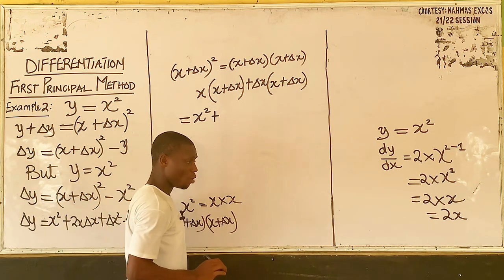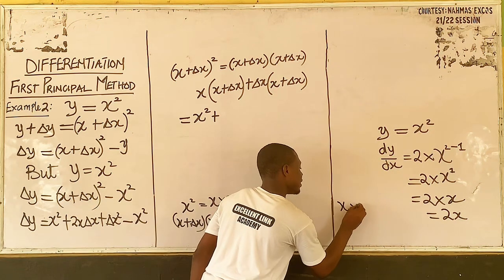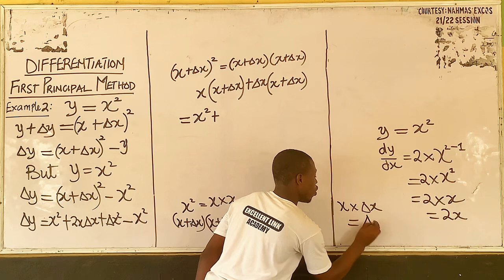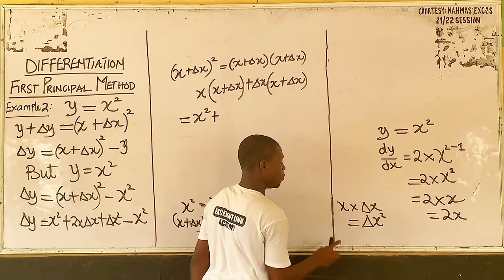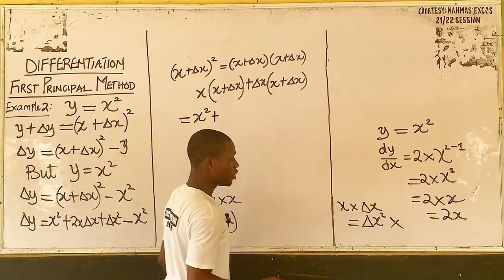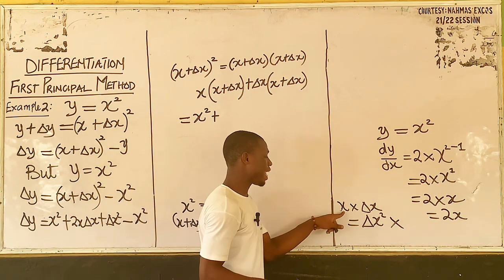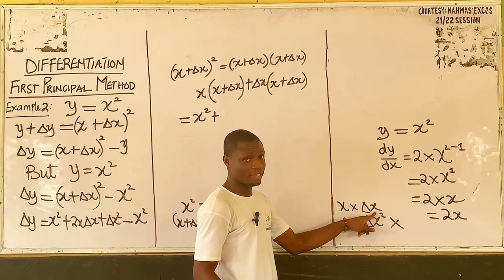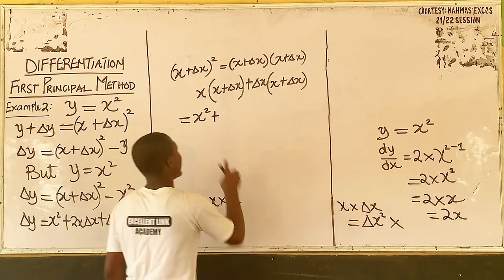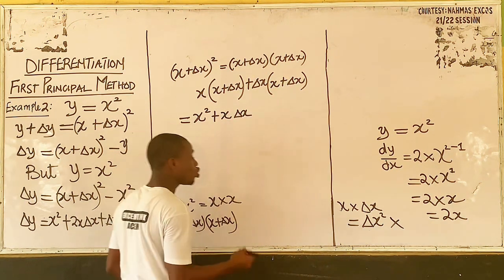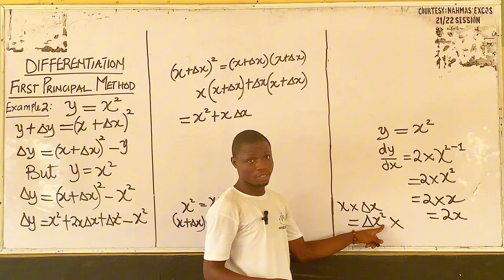Look up. If I have x times change in x, naturally you tell me this answer becomes change in x squared, because x times x is x squared. This is wrong, please. This is wrong. We assume that x and change in x are two different things, right? They're not the same. So x times change in x becomes what? x change in x, not change in x squared, please.